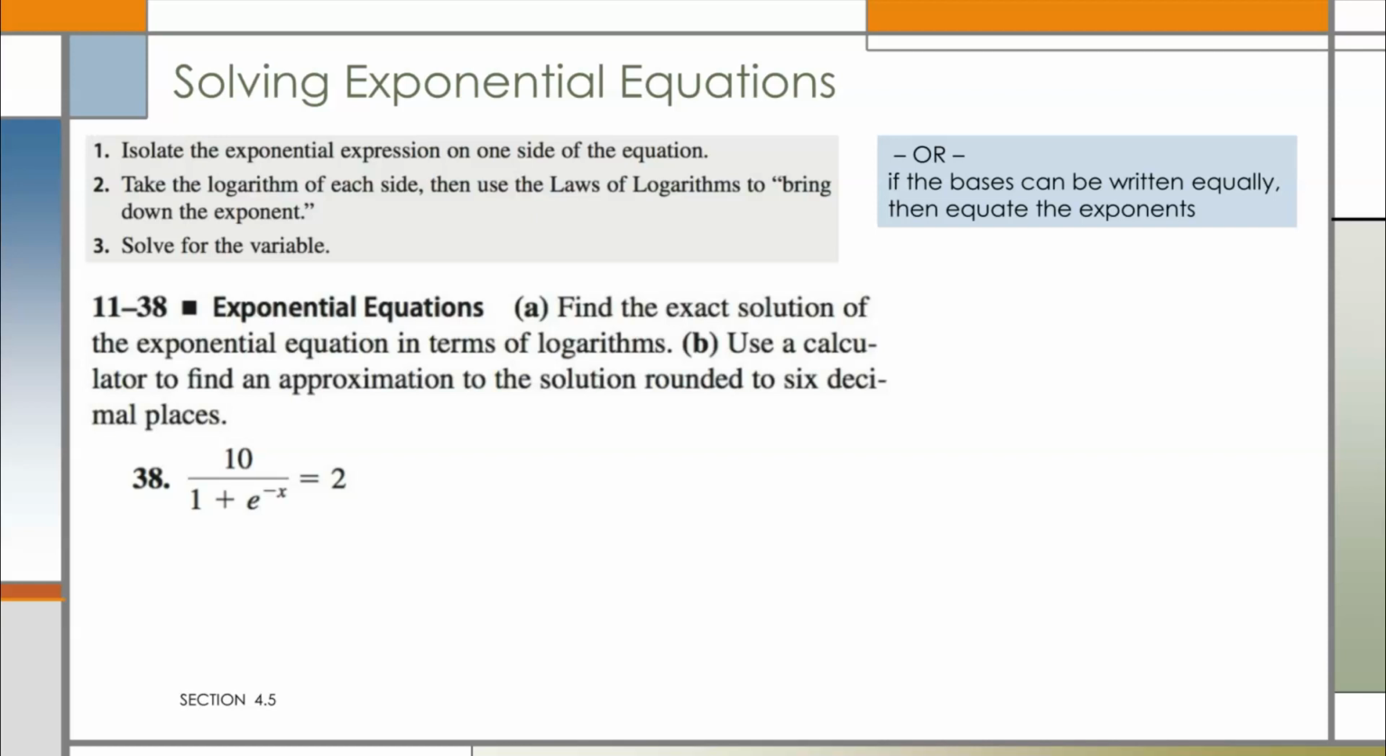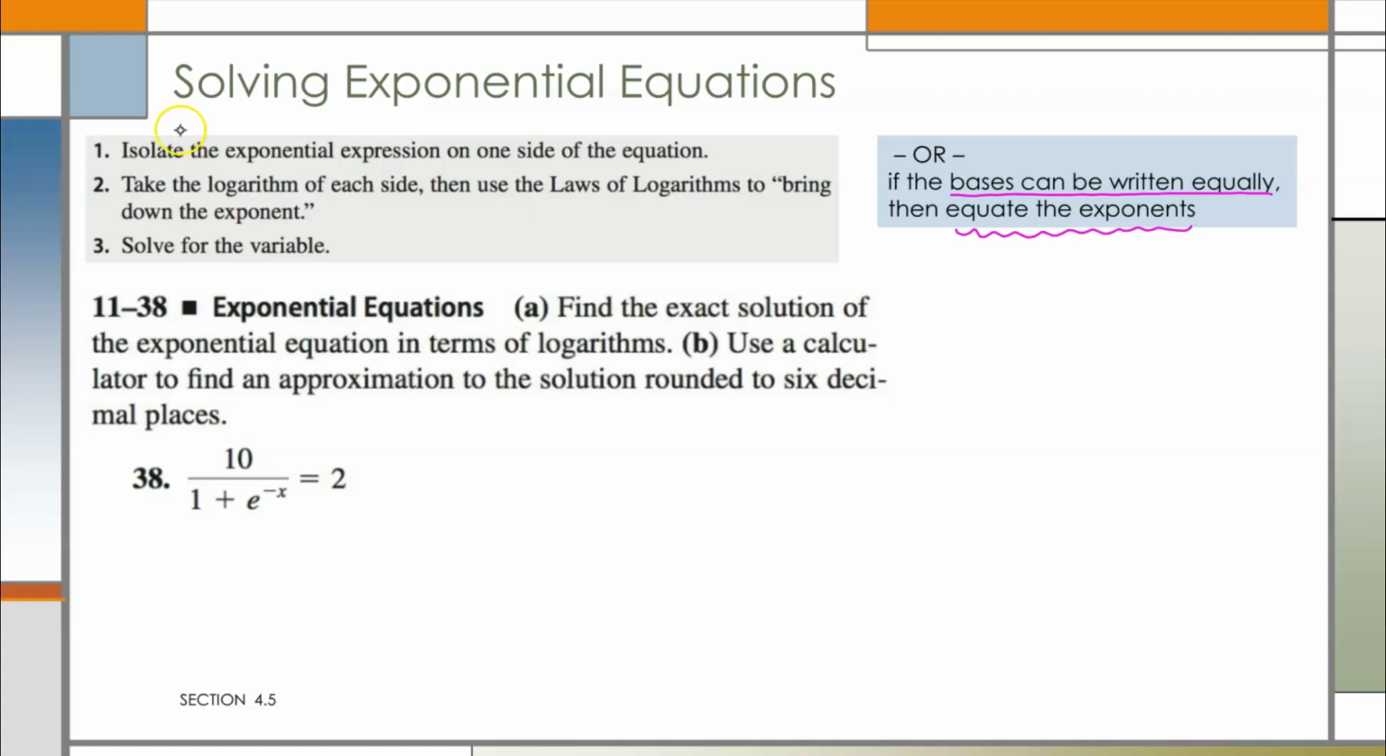Okay, so solving exponential equations, we have two methods that we've been practicing. If we can write the bases equally, that's going to be the easiest way to solve. Once we write the bases equally, we just set the exponents equal to one another. But we're not always able to get the bases written equally.